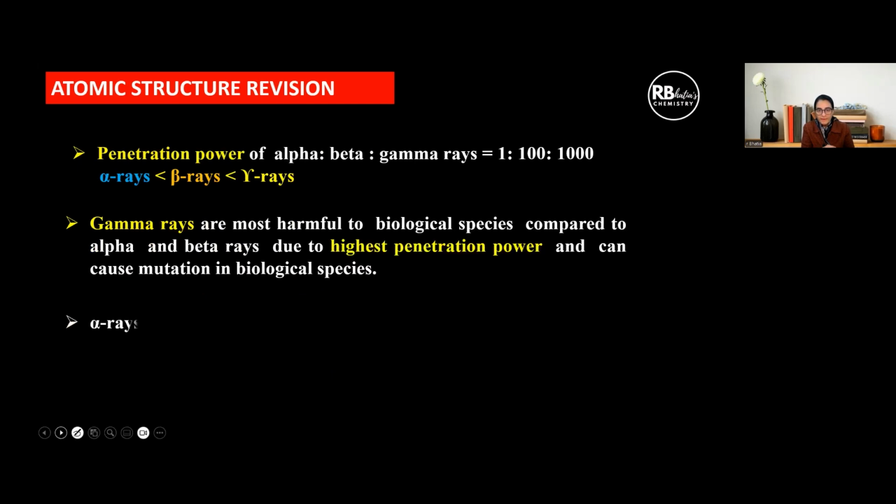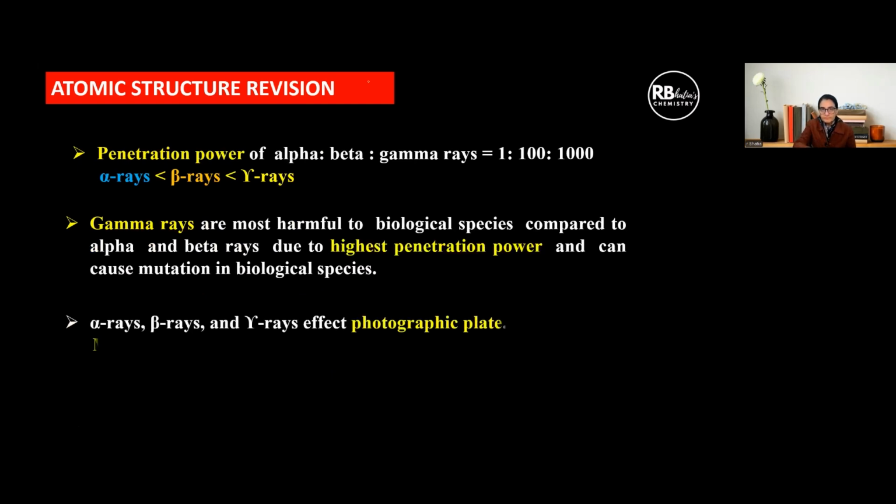So if we compare now, penetration power, alpha rays have the least, followed by beta and then gamma. Gamma rays are massless, chargeless. Beta rays have negligible mass, but alpha rays are massive. So penetration power is maximum when there is no mass, no charge. Massive particles have less penetration power. So this is the order of penetration power.